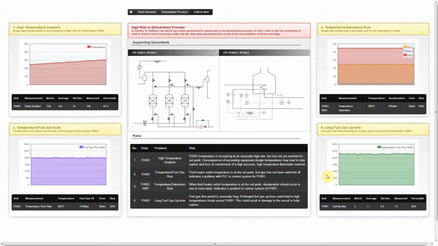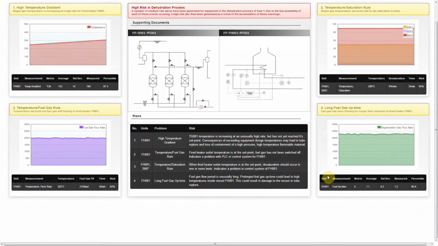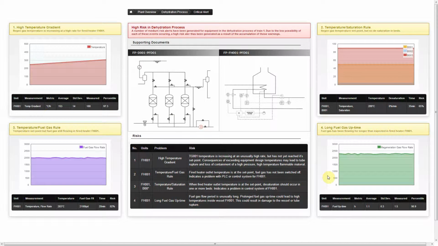And the last one is a little bit different. It's saying that from all our past data, the amount of time which the fuel gas remains on has an average of 1.1 hours, with a standard deviation of 0.3, but we've measured 1.5, which is another sort of anomaly. This puts it in the 90th percentile, which is also quite odd.